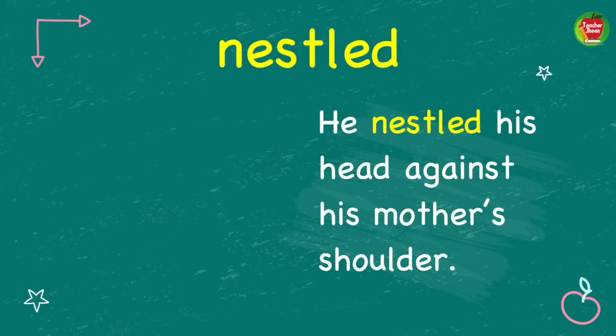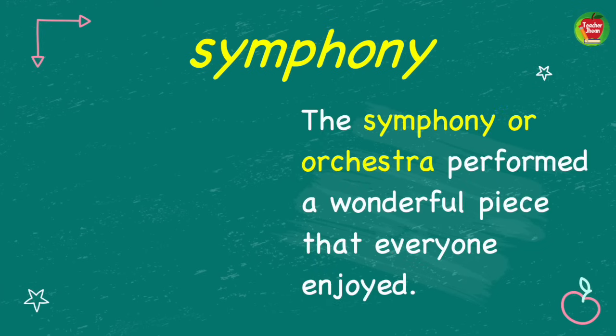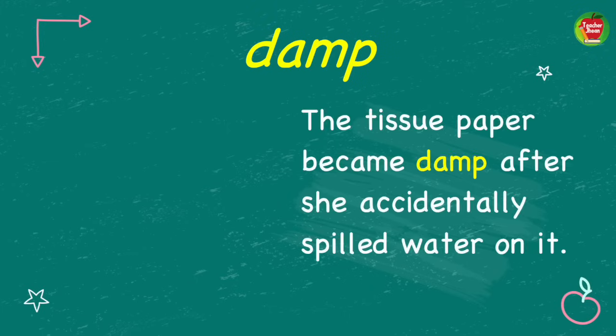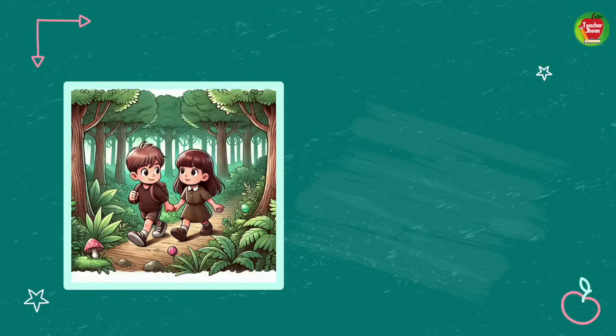He nestled his head against his mother's shoulder. Nestled. Symphony. The symphony or orchestra performed a wonderful piece that everyone enjoyed. Symphony. Damp. The tissue paper became damp after she accidentally spilled water on it. Damp.